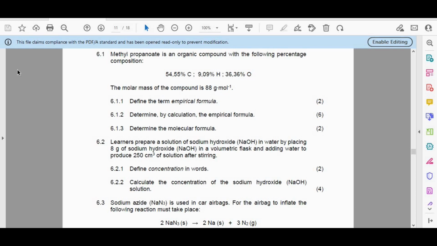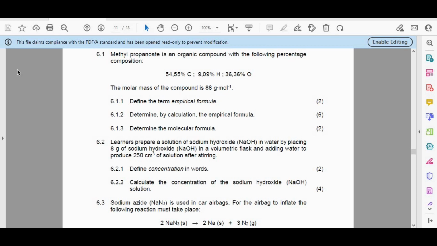Now, just a note quickly, because remember we're going through this paper step by step and looking for hidden gems, so to speak. 88 grams per mole is the molar mass of the molecular compound. They don't tell you that though, but it is the molar mass of the molecular compound. In other words, the compound that exists in 100%. In other words, it's not its empirical formula. It's not the simplest whole number ratio.